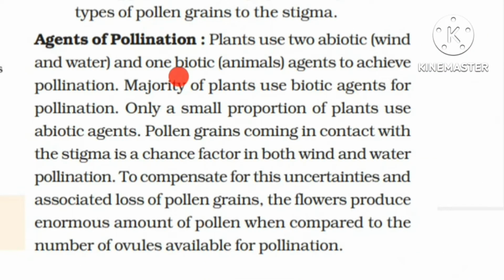Agents of pollination. Plants use two abiotic agents, wind and water, and one biotic agent, animals, to achieve pollination. Majority of plants use biotic agents for pollination. Only a small proportion of plants use abiotic agents. Pollen grains coming in contact with the stigma is a chance factor in both wind and water pollination. To compensate for these uncertainties and associated loss of pollen grains, the flowers produce enormous amounts of pollen when compared to the number of ovules available for pollination.